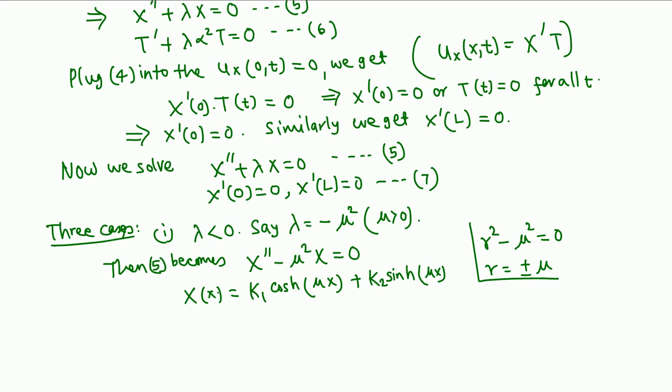Okay, and to make use of these boundary conditions, we need to find the derivative X prime. The derivative of cosine hyperbolic is just sine hyperbolic, and from the chain rule, we get mu k1 sine hyperbolic mu x, plus mu k2 cosine hyperbolic mu x.